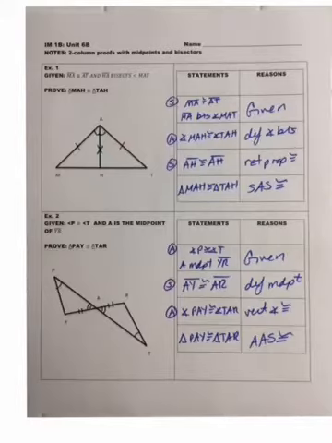Alright, my darlings, get excited. This is the last set of notes for this chapter. And we're doing more two-column proofs, but this time we're going to add in midpoints and bisectors.